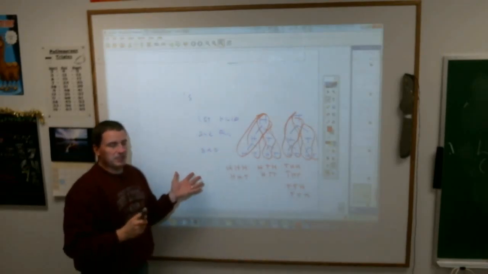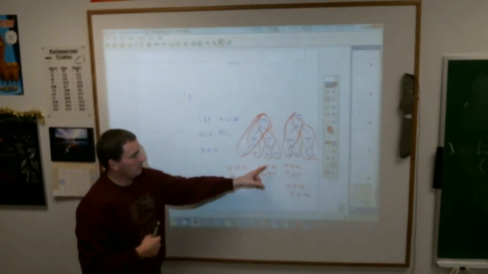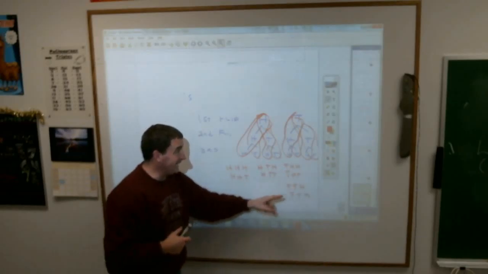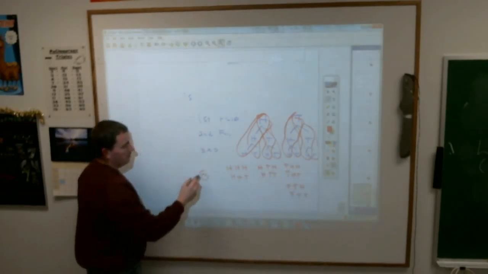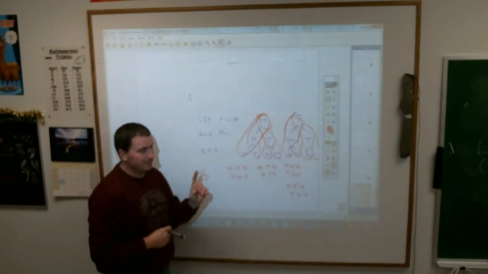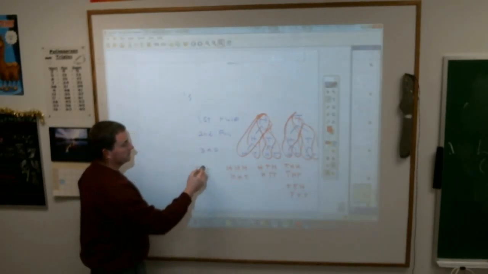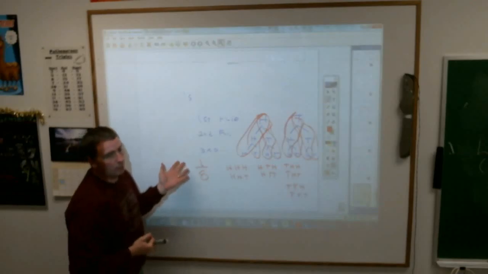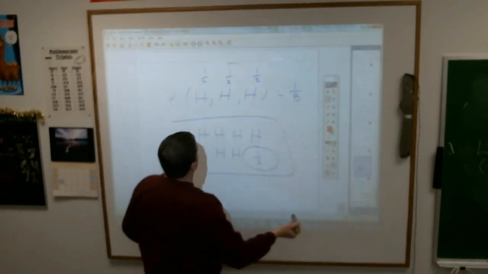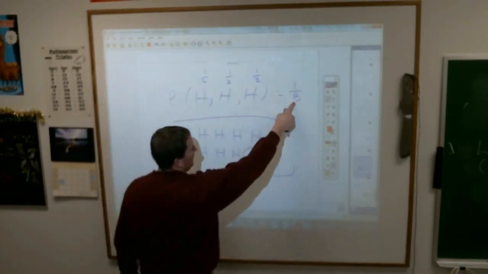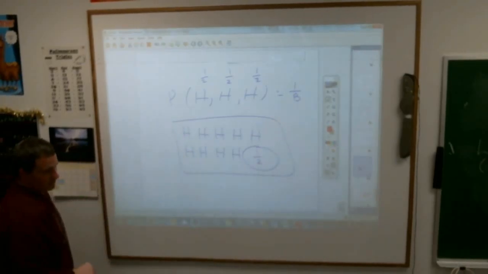How many different combinations are there when you flip 3 times? 1, 2, 3, 4, 5, 6, 7, 8. How many of those combinations were a head, head, head? Just one of them. There, that proves that our 1/8 probability, which we said back here, half times half times half, gives you that.